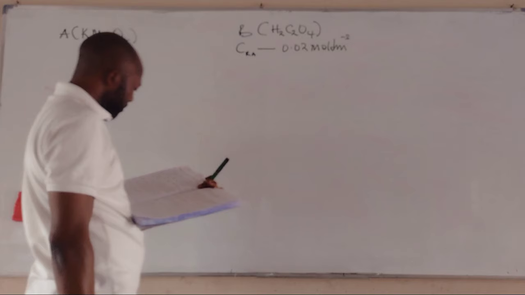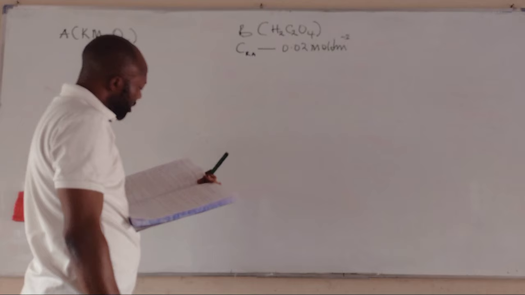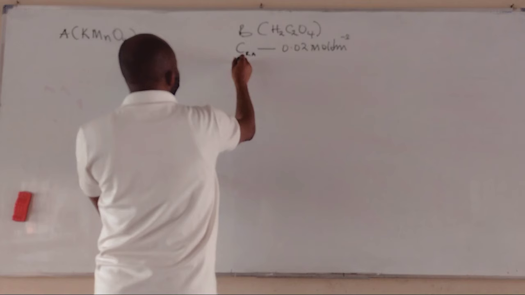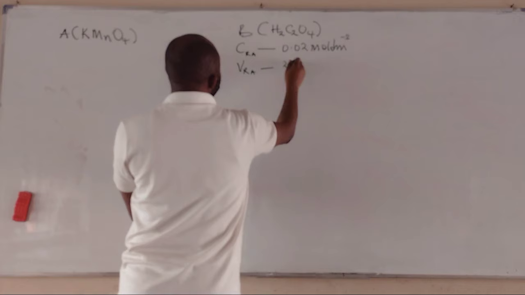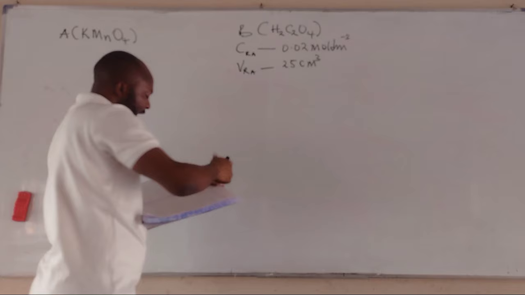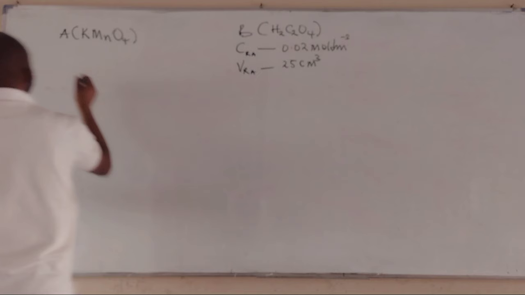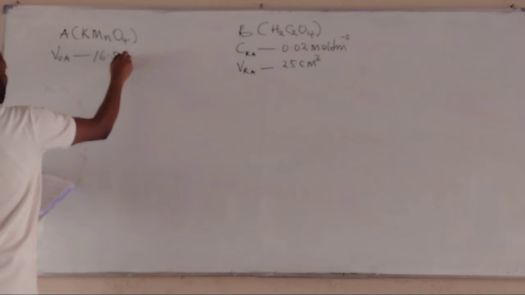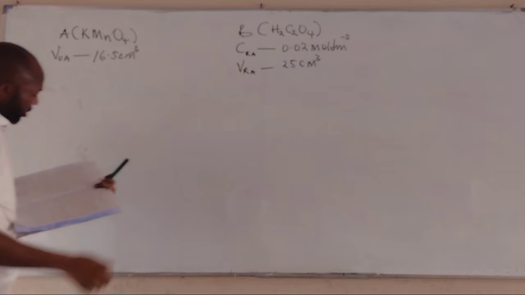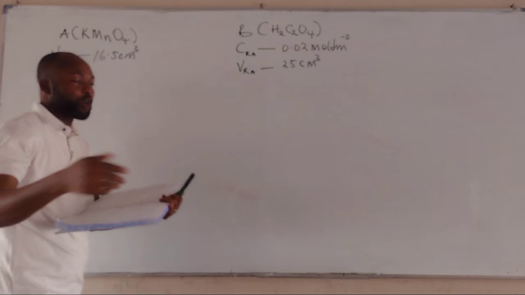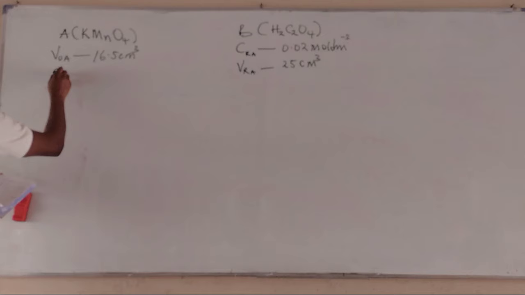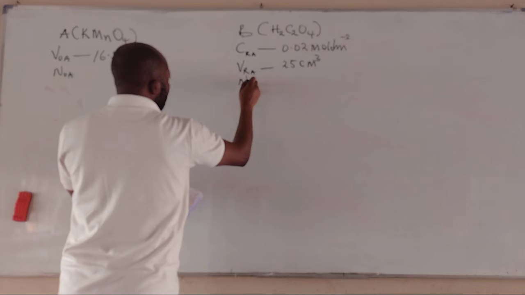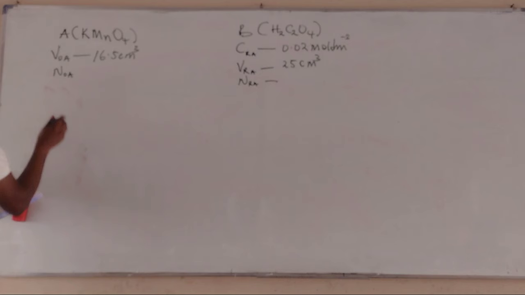Solution C, and so on. If 25 cm cube of solution B, the volume of the reducing agent is 25 cm cube, reacts with 16.5 cm cube of A, the volume of the oxidizing agent is 16.5 cm cube, for complete oxidation. From the equation of reaction, let me take the equation of reaction so I'll be able to get the number of moles of oxidizing agent and number of moles of reducing agent from it. Here is our equation, 2MnO4.